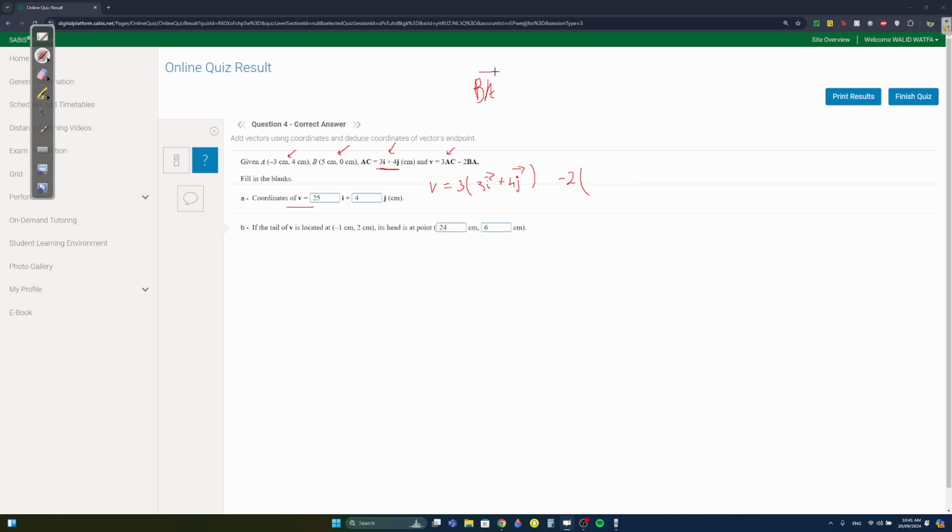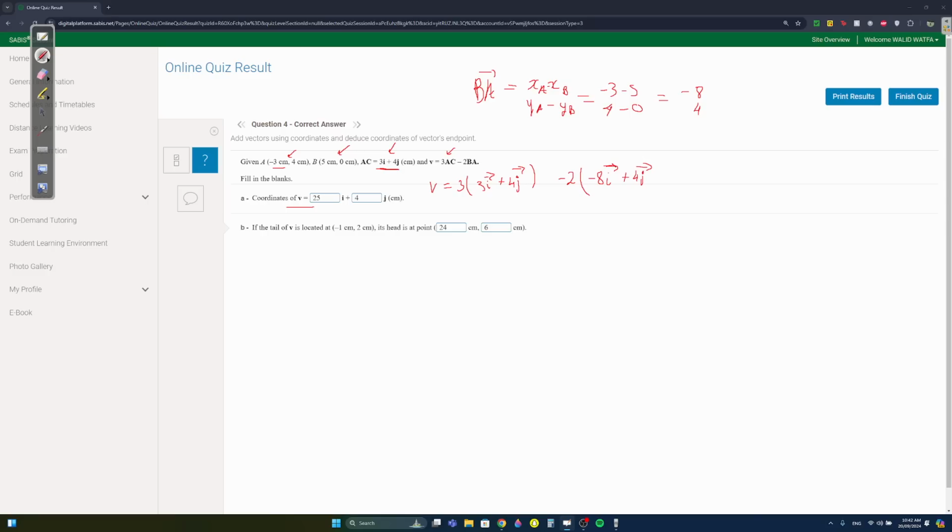The vector BA is equal to the final point, which is A, so x of A minus the initial point, x of B, and then the y of the final point A minus the y of the initial point B. So it's going to be x of A, which is minus 3, minus x of B, which is minus 5, and then y of A, which is 4, minus y of B, which is 0. You're going to get 2, 4. So minus 2 times this.